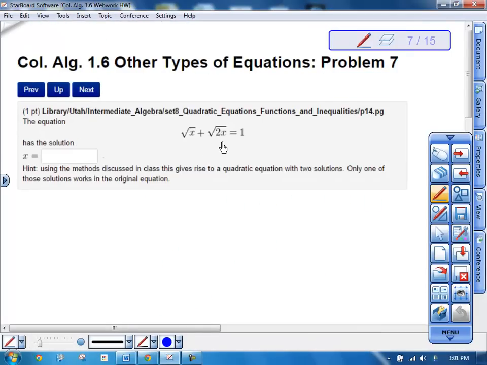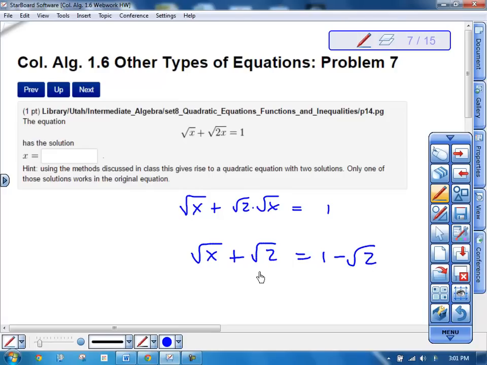All right, the only way to do this one, you're tempted to square both sides, but you can't because you have to FOIL everything. So the only way to do it is to make it square root of x plus the square root of 2 times the square root of x, which you can do. You can break the square root up into two things individually when you're multiplying. And then factor out a square root of x. And then subtract the square root of 2 from both sides.